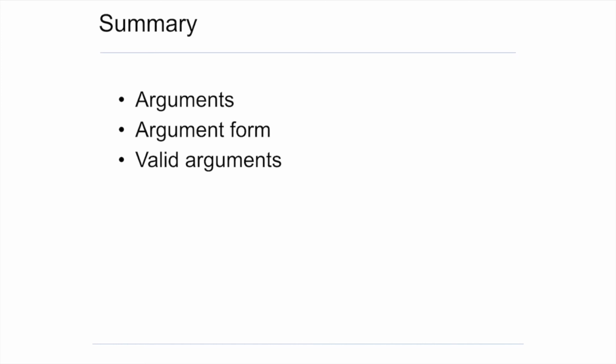So as a summary, we saw what an argument form is, and when arguments are valid. Remember, the most important thing you need to take away from this video is that arguments are valid if their form is valid. And an argument form is valid if, whenever all the premises are true, the conclusion will also be true.